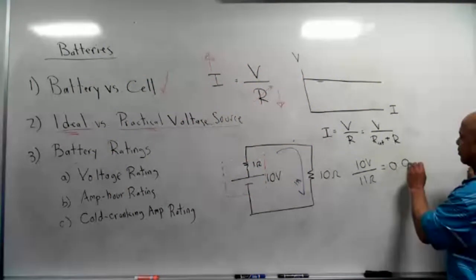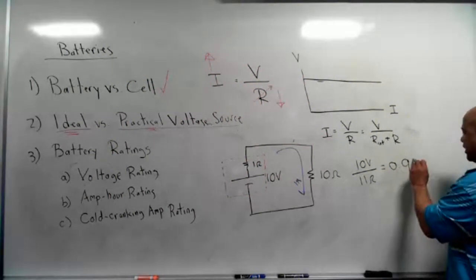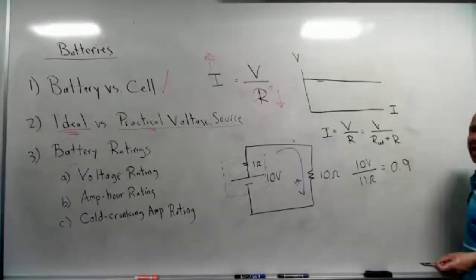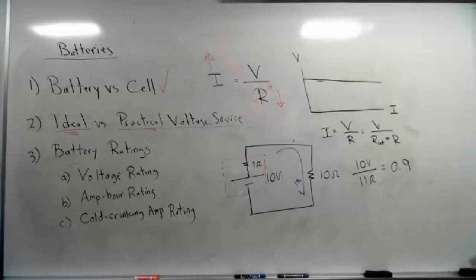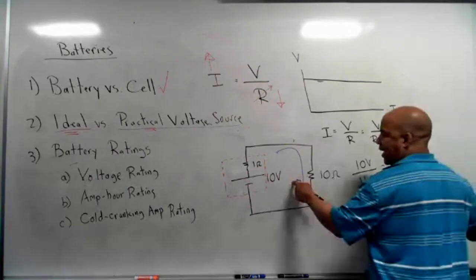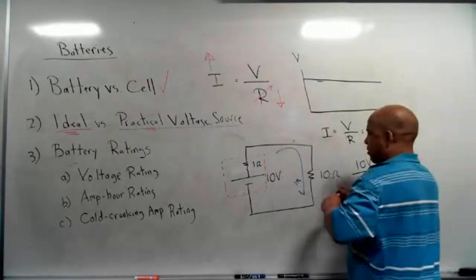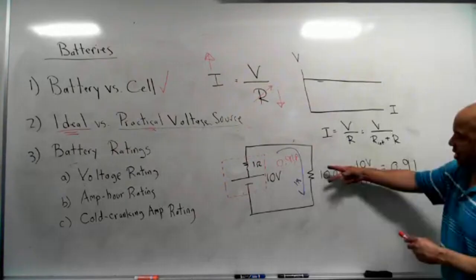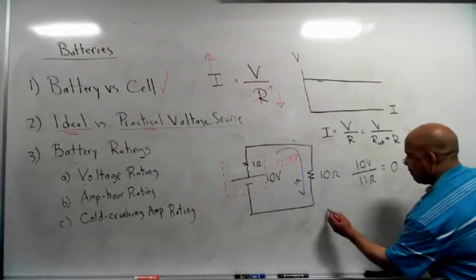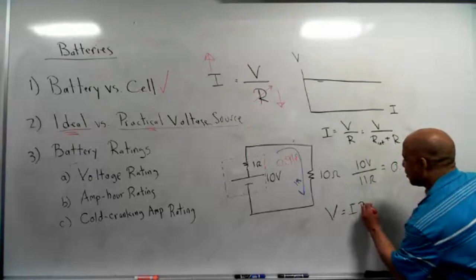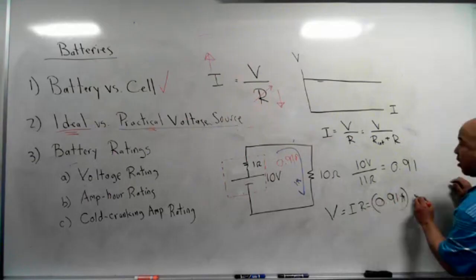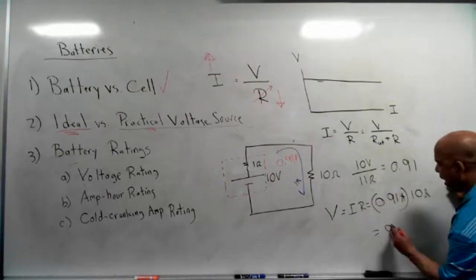0.909 amperes. Let's just call it 0.9, all right? We'll just call it 0.91 if you want. But you see, it's going to be different. So now, instead of having 1 amp, I really have 0.91 amps. And so instead of getting 10 volts out here, I'm going to get V equals I times R, but I is 0.91 amps times R, which is 10 ohms. I'm really getting 9.1 volts.